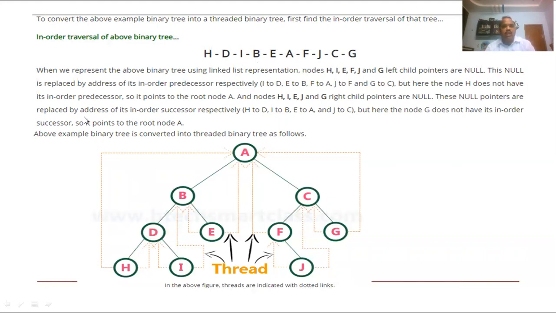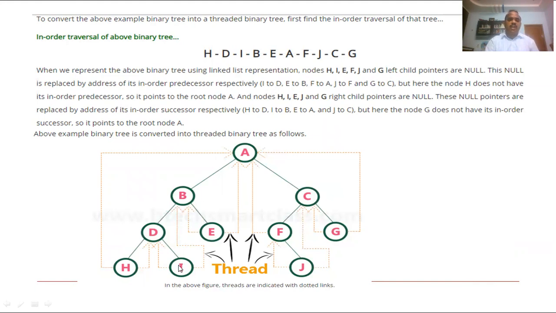Next, when we represent the above binary tree using linked list representation, the nodes H, I, E, F, J, and G have null left child pointers. What are H, I, E, F, J? These are the leaf nodes, the child nodes. Their left child pointers are null. This null is replaced by the address of its in-order predecessor respectively.